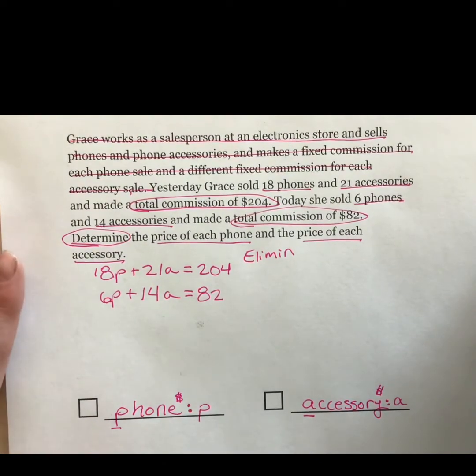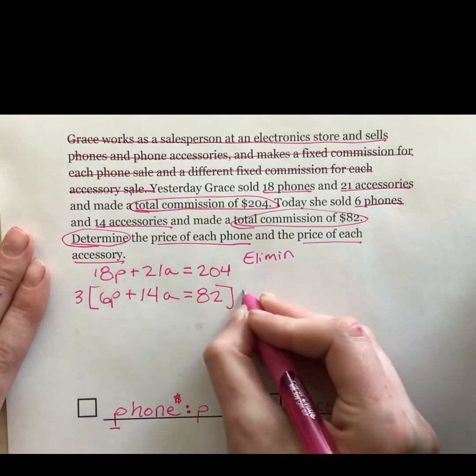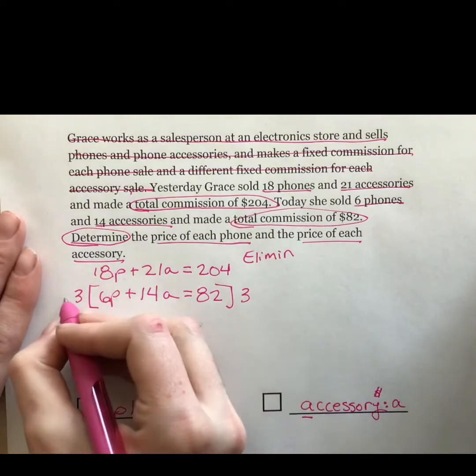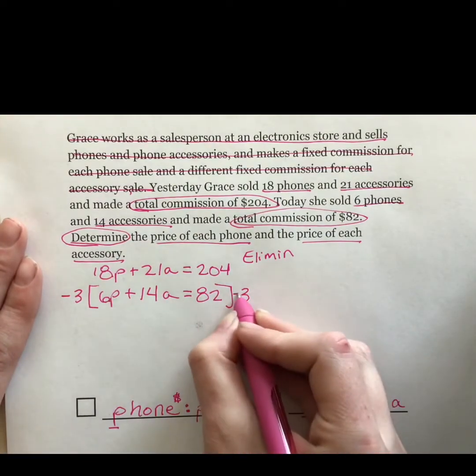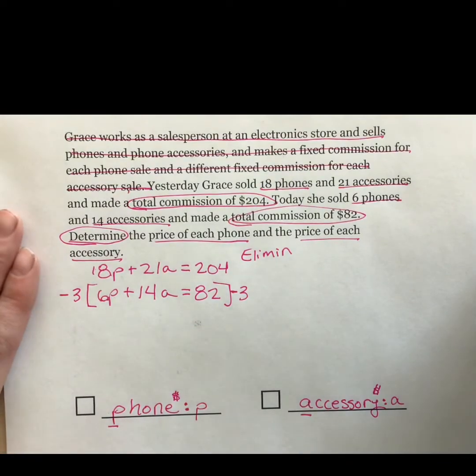So let's go ahead and do that. We already said that I can multiply this second equation by 3 to get those p's to be equal. But remember, I don't like to subtract my equations from each other. I like to add them together. It makes it a little bit easier. So I'm going to multiply by a -3 to make the signs on p different.